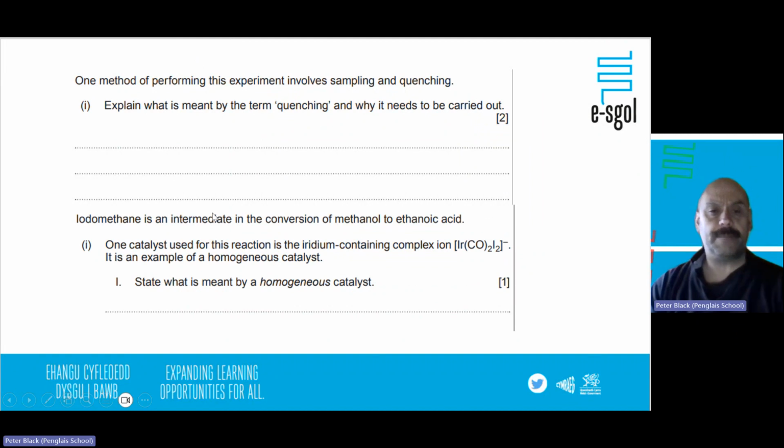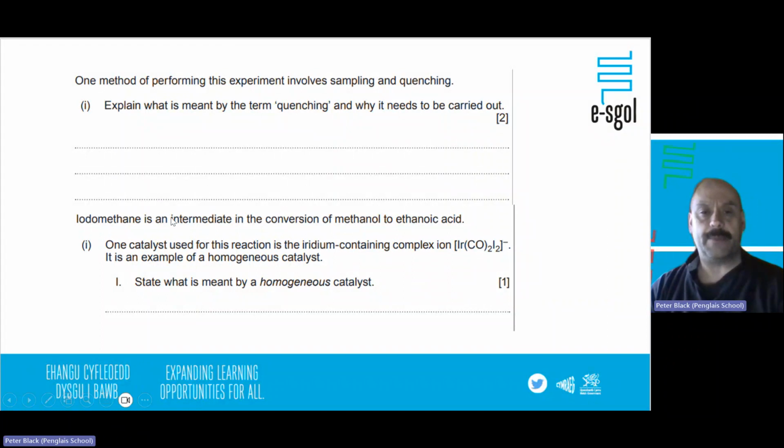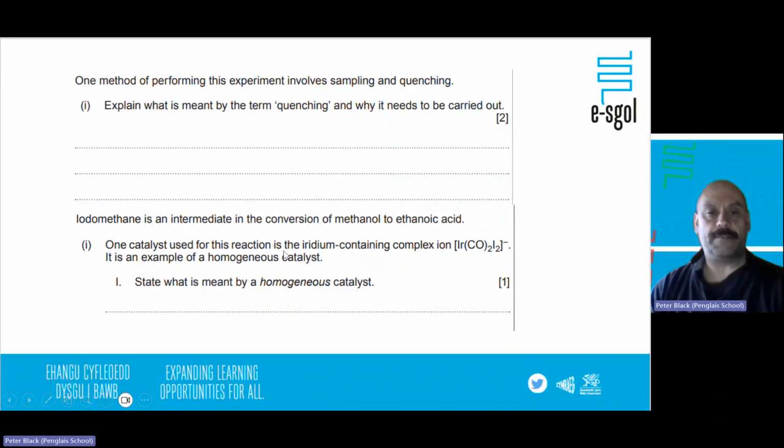And then finally, just make sure you're aware of this term homogeneous catalyst, and that's basically where your catalyst is in the same phase as the reaction mixture. Remember, heterogeneous is where you're in a different phase or different state.